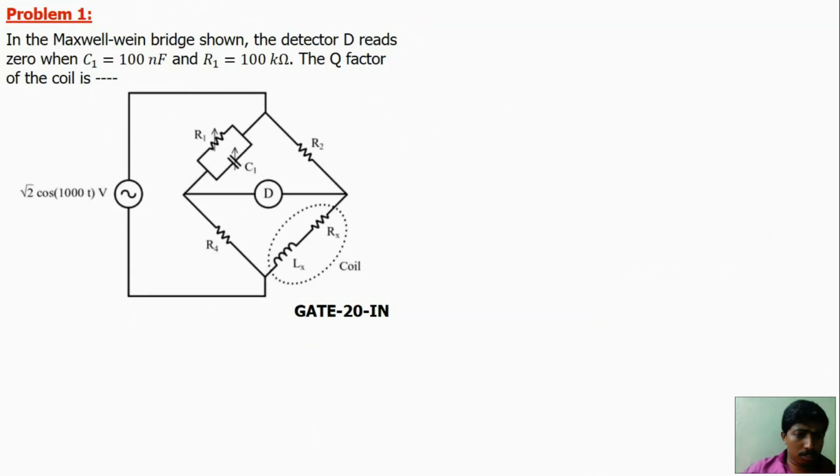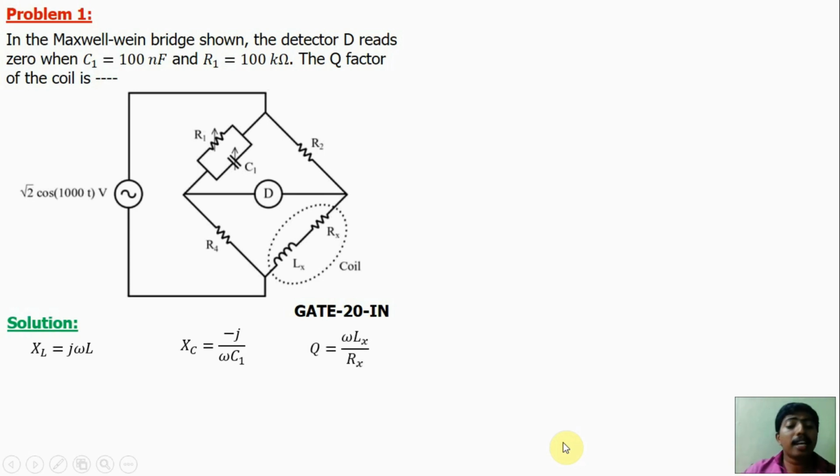The first question was asked in a GATE instrumentation exam. We have to find the quality factor of the coil. First, we should know the reactance. XL is equal to j omega L, XC is equal to minus j by omega C. Quality factor of the coil Q is equal to omega L by R, that is XL by R, reactance by resistance. If you know the LX value and RX value, we can find the quality factor of the coil.